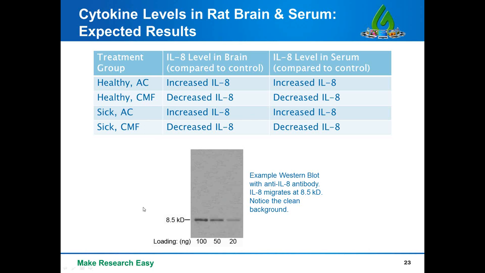This is an example Western blot using GenScript's anti-IL-8 antibody. IL-8 migrates at 8.5 kD, and you can notice how clean this background is, and you can have a nice titration here of IL-8. So even at low amounts of IL-8, you can still detect it very nicely on a Western blot.